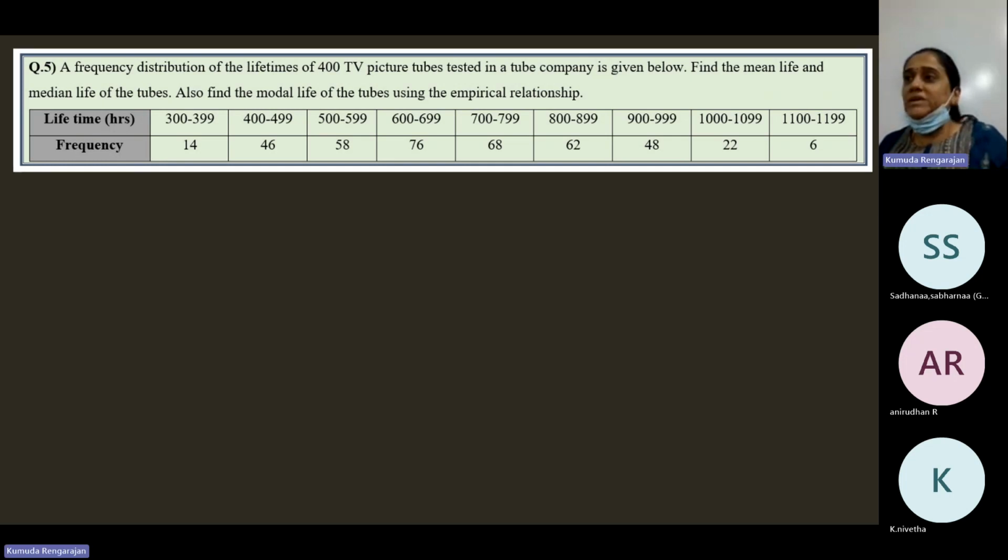You should find only mean and median. Then mode we'll find using that relationship. Mode is equal to 3 median minus 2 mean. Find mode using the empirical relationship.